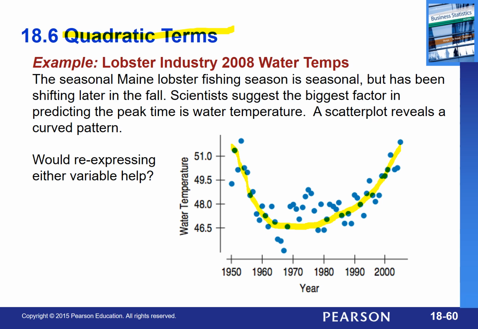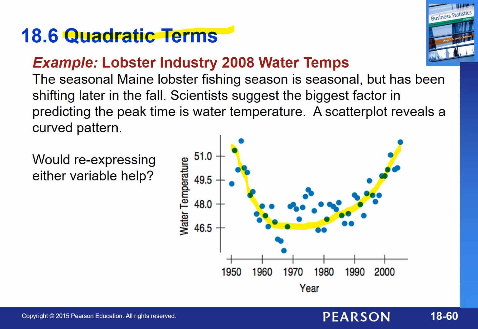Let's look at an example using lobster data. So this is water temperature off the coast of Maine, which has a seasonal effect for the lobster fishermen because temperature has a big impact on when the lobsters start to, I think, move. Anyway, I don't know enough about lobsters to tell you what's going on here. I should use a lobster expert next year.